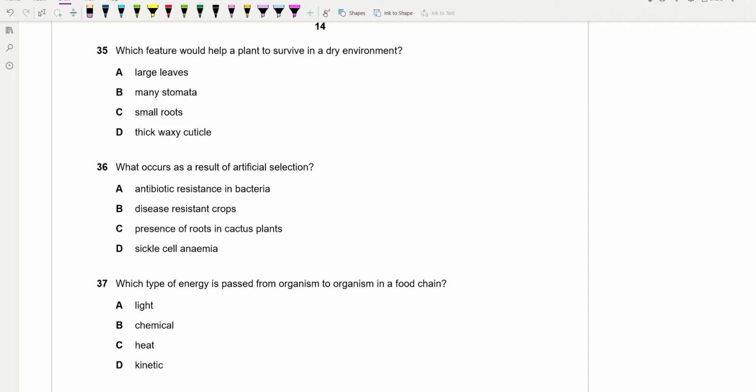Question number 35. Which feature would help a plant to survive in a dry environment? Option A says large leaves, which is wrong. Option B says many stomata, which is wrong. It should have fewer stomata so that less transpiration occurs. Option C says small roots, which is wrong. Option D says thick wax cuticle, which is correct. So the correct option would be option D.